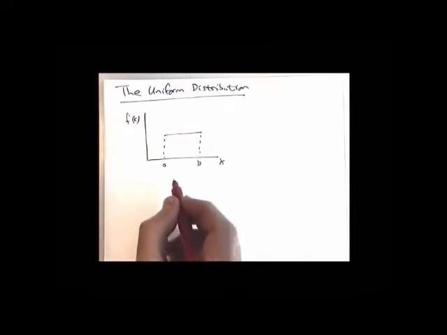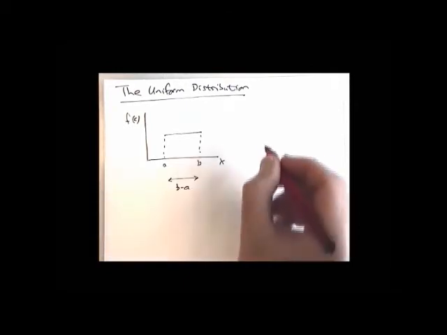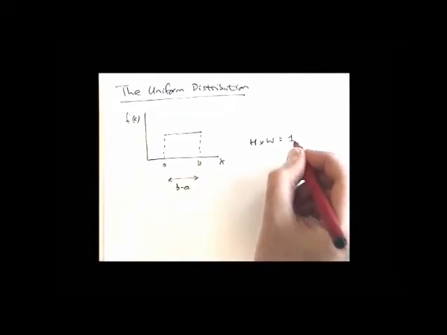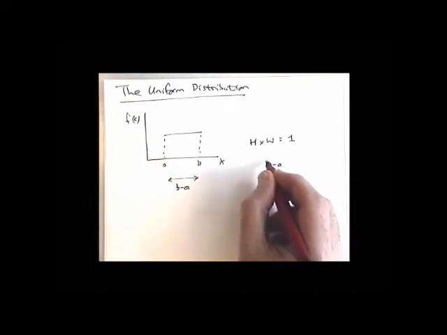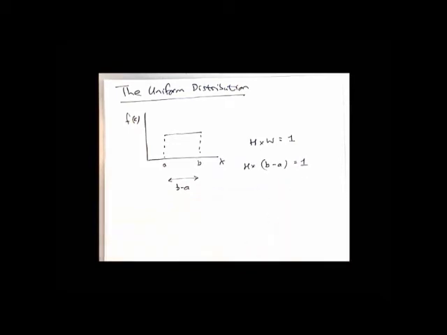What is the width of that rectangle? The width of that rectangle is b minus a. Now, the height times the width equals the area, and that equals 1. We've just said the width is b minus a. So what must the height be to make this statement over here correct? The inverse of the width.